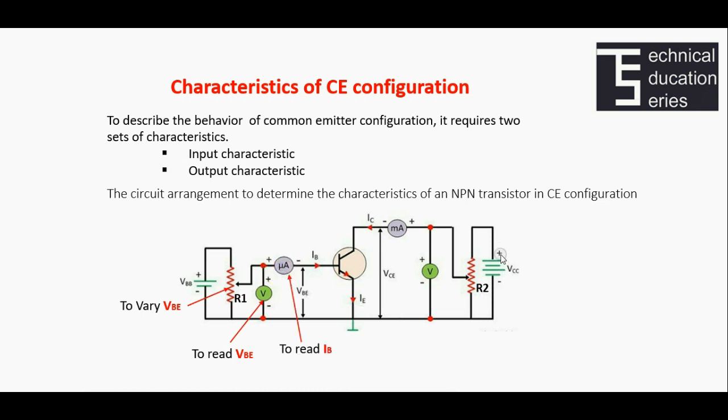In the output side, VCC is used to set the voltage between collector and emitter. Potentiometer R2 can be used to vary the VCE at any value, and the set VCE can be read from the voltmeter, and the corresponding current flowing through the collector can be noted from the ammeter connected in series to the collector. Now let us see the input characteristics of CE configuration.